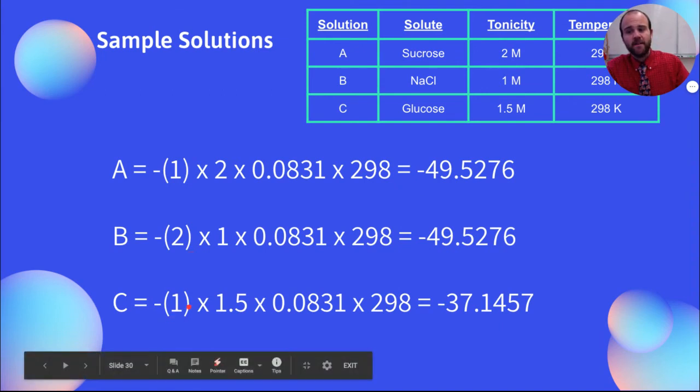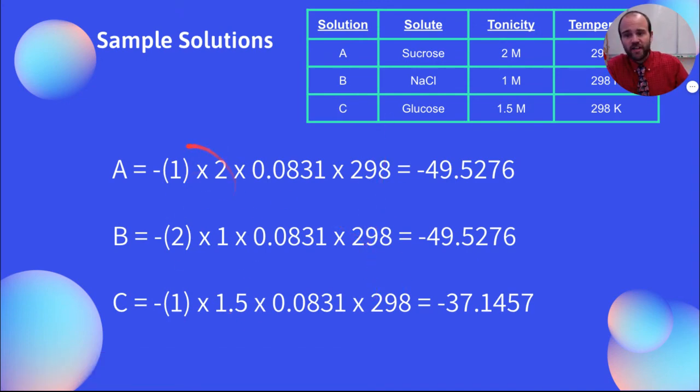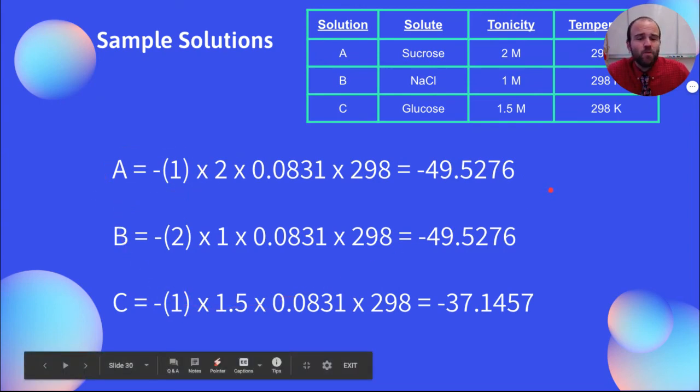And then C, again, 1 for our ionization constant. Now we're at 1.5 molarity. It's going to be a little bit less. So you'll notice if temperature is the same, you're really just looking at your ionization constant and your molarity. But we had different molarities here, so just because one is more concentrated does not mean that it's going to have more water potential. And so we see negative 49, those are both the same. So both A and B will gain more water than C. And we'll do more practice with this.